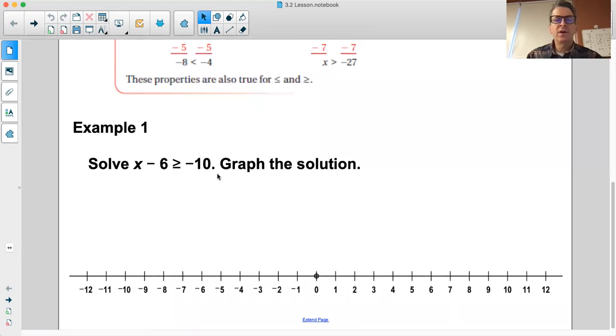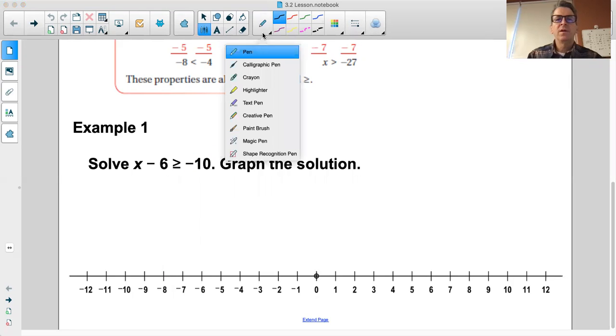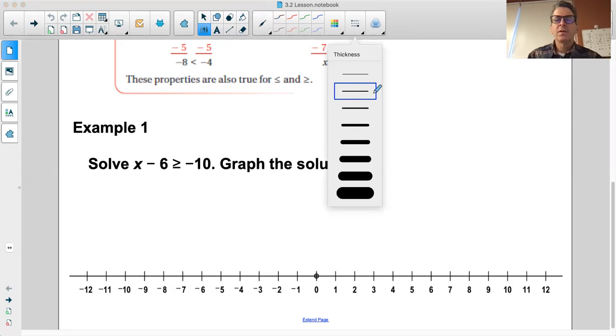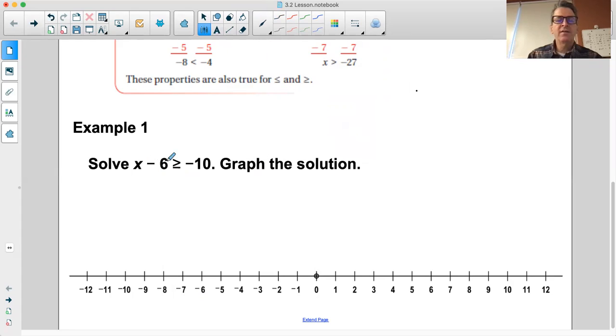Solve x minus 6 greater than or equal to negative 10. Graph the solution. You see our x here on one side of the inequality symbol, and we need to do the inverse of subtracting 6. If you remember back with equations, it's very similar. The inverse of subtracting 6 is adding 6. So if I add 6 to the left side, I have to add 6 to the right side.